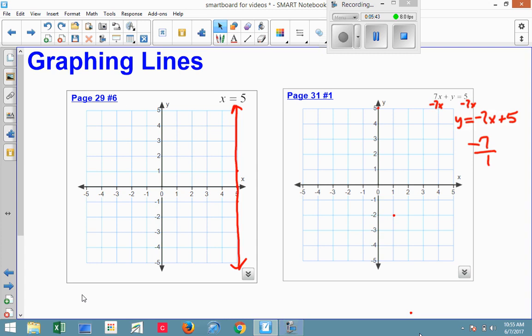Now I'm going to try my best to connect those points using a straight edge or something straight, preferably. And there is my line, y equals -7x plus 5, or in the other form, which we call standard form, 7x plus y equals 5.